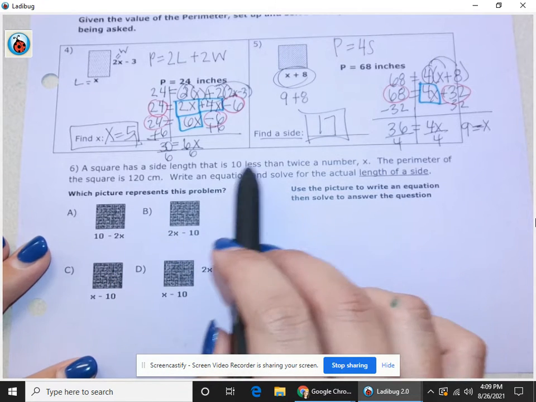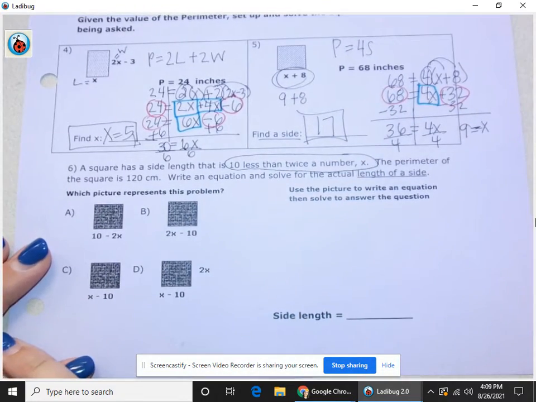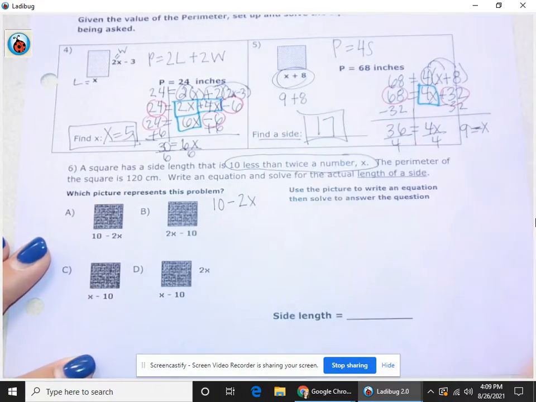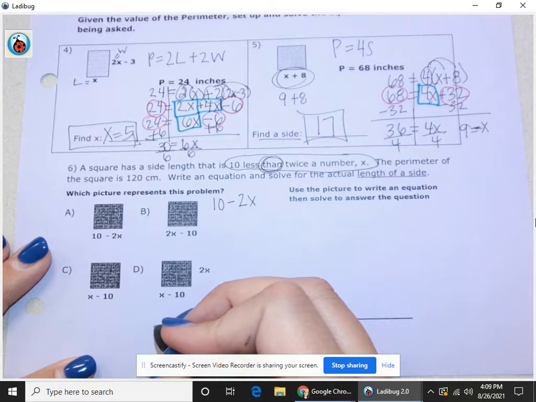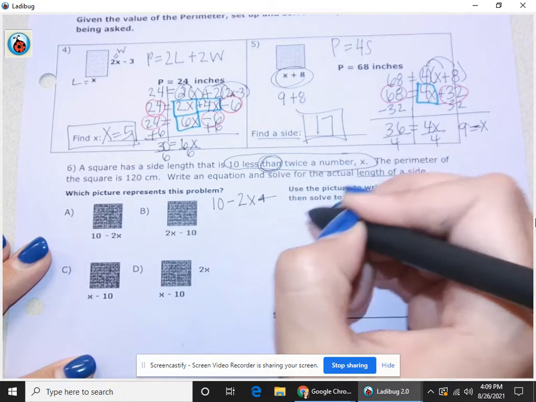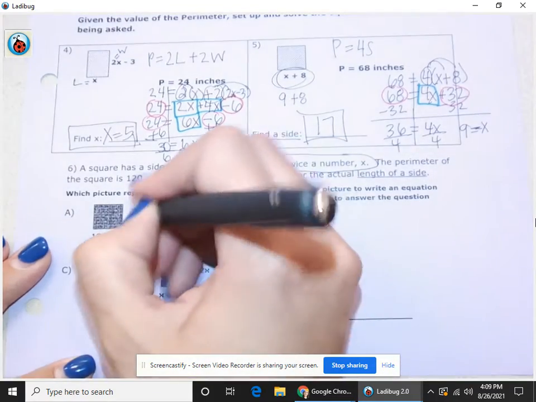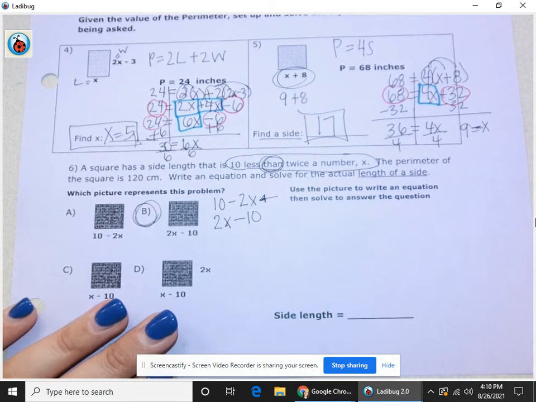So my side length is 10 less than twice a number of X. Okay, so I get 10 less than twice a number. But remember, that word "than" is a tricky turnaround word, so I flip this around. So it needs to go backwards to 2x minus 10, which will get my picture as B. Now I need to go and find the length of a side.